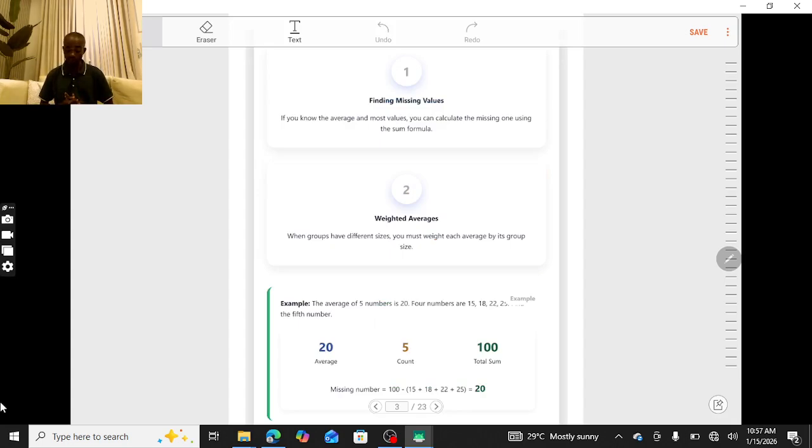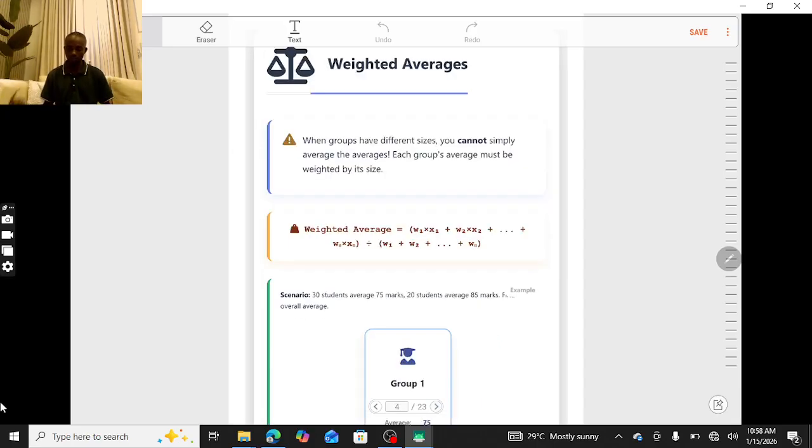What is one example of weighted average? One example is the CGPA. Remember CGPA in school? If you have 5 credit units and you score A, that will be 5 times 5. If you have 3 credit units and you score A, that will be 3 times 5. Weighted average simply means having weight: the weight of this one is 5, the weight of that one is 3.